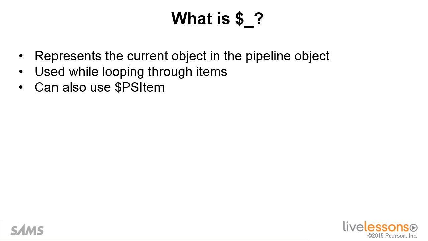The reason I use $_ is for compatibility reasons. The $PSItem variable name was not introduced until PowerShell 3.0. If you are writing a script that you are going to share online, you would need to change that PSItem variable name to an underscore so that it can be run on PowerShell 2.0 clients.